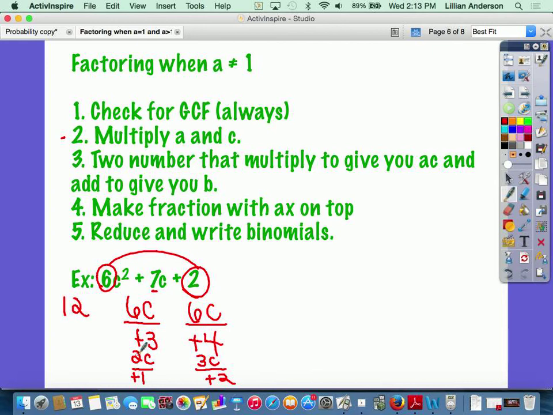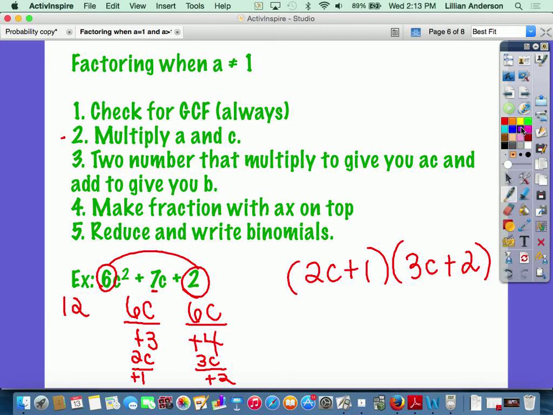Now the reason why I left it as 2 over 1 is because I need to write it as a binomial. So a binomial, I need to have two terms in there. So whenever it actually reduces down to be a whole number, always write it as a fraction, 2 over 1. So now I write my binomials. So I'm going to have 2c plus 1 as my first factor, and 3c plus 2. This is what's known as the California method. This is how you factor trinomials when a is greater than 1, or when a does not equal 1.